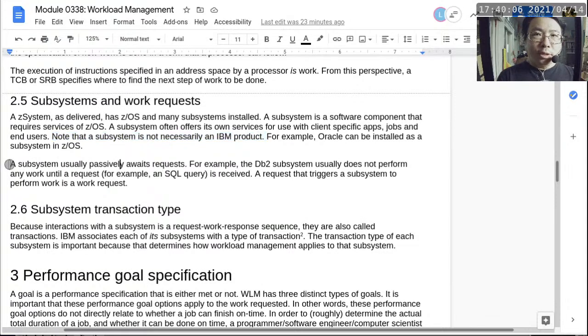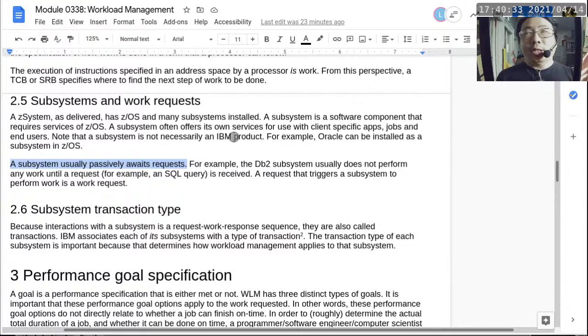What is also interesting about a subsystem is that most of the time it doesn't do anything by itself. It's just sitting there. It's loaded. It is in memory. Well, I shouldn't say running, but it is in memory. It has its own address space. It has its own TCB, but it's not actually actively doing anything most of the time. Instead, it's waiting for requests to come in.